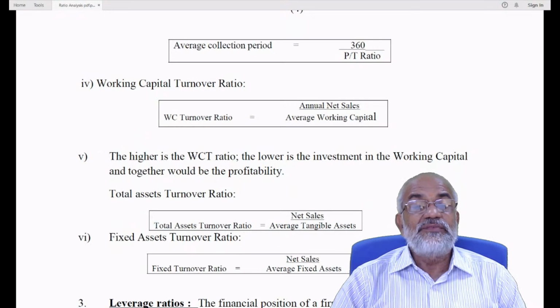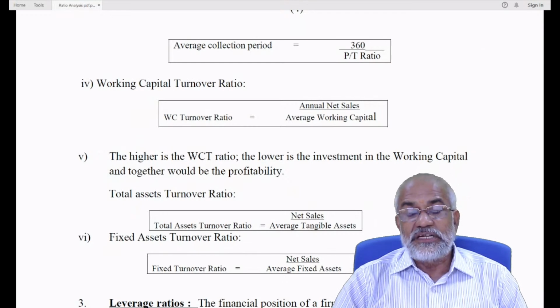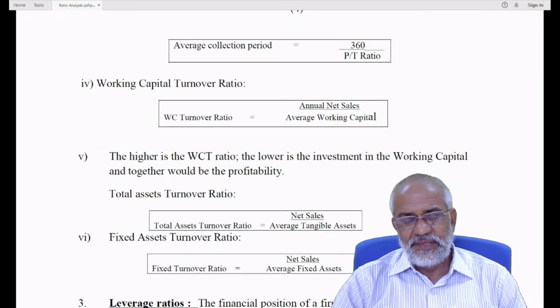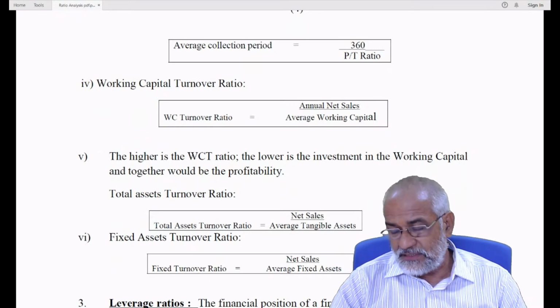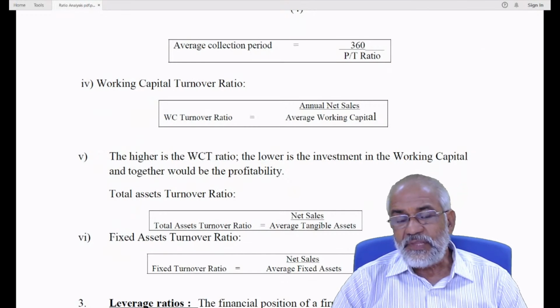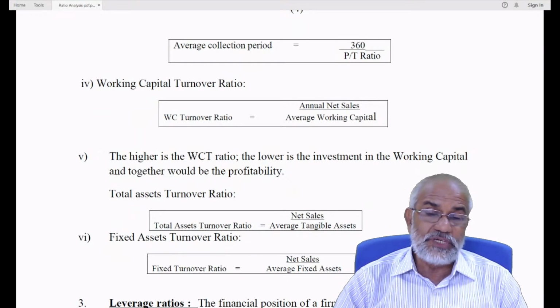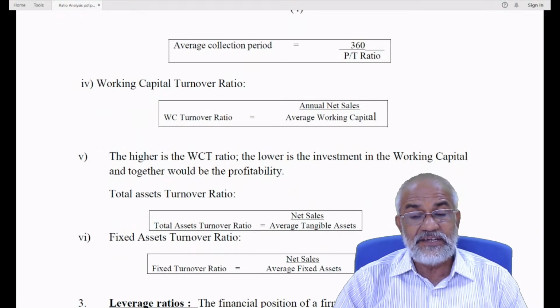Then the next category of ratio to be computed is the fixed assets turnover ratio. Fixed assets turnover ratio is calculated by dividing net sales by average fixed assets. Fixed assets, as we know, are the assets which are long term in nature, the benefit from which will be derived in a series of future years.